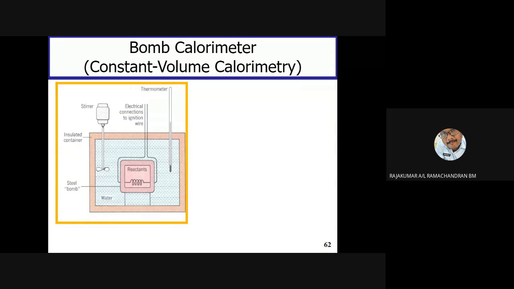So you on the electrical connection to the ignition wire, and the ignition wire will become heated wire, and it burns the reactant inside the steel Bohm. It combusted the reactants inside the steel Bohm. So once the reactant burn inside the steel Bohm, it will release heat to surroundings. Now, surroundings inside the insulated container is water. You can see, steel Bohm ini dikelilingi dengan air. So bila reaktan dalam steel Bohm ini terbakar, dia akan bebaskan haba.